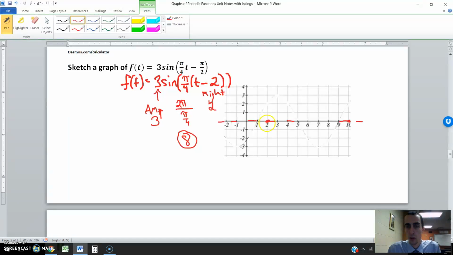Remember that with a sine graph, it goes up, hits the midline halfway through, here at 6, and it goes down, back up. Amplitude is 3, so we'll hit a maximum value of 3 halfway between those 2 points, and a minimum value halfway between 6 and 10 there. So we're going to have a nice curve, up, down, and back up.